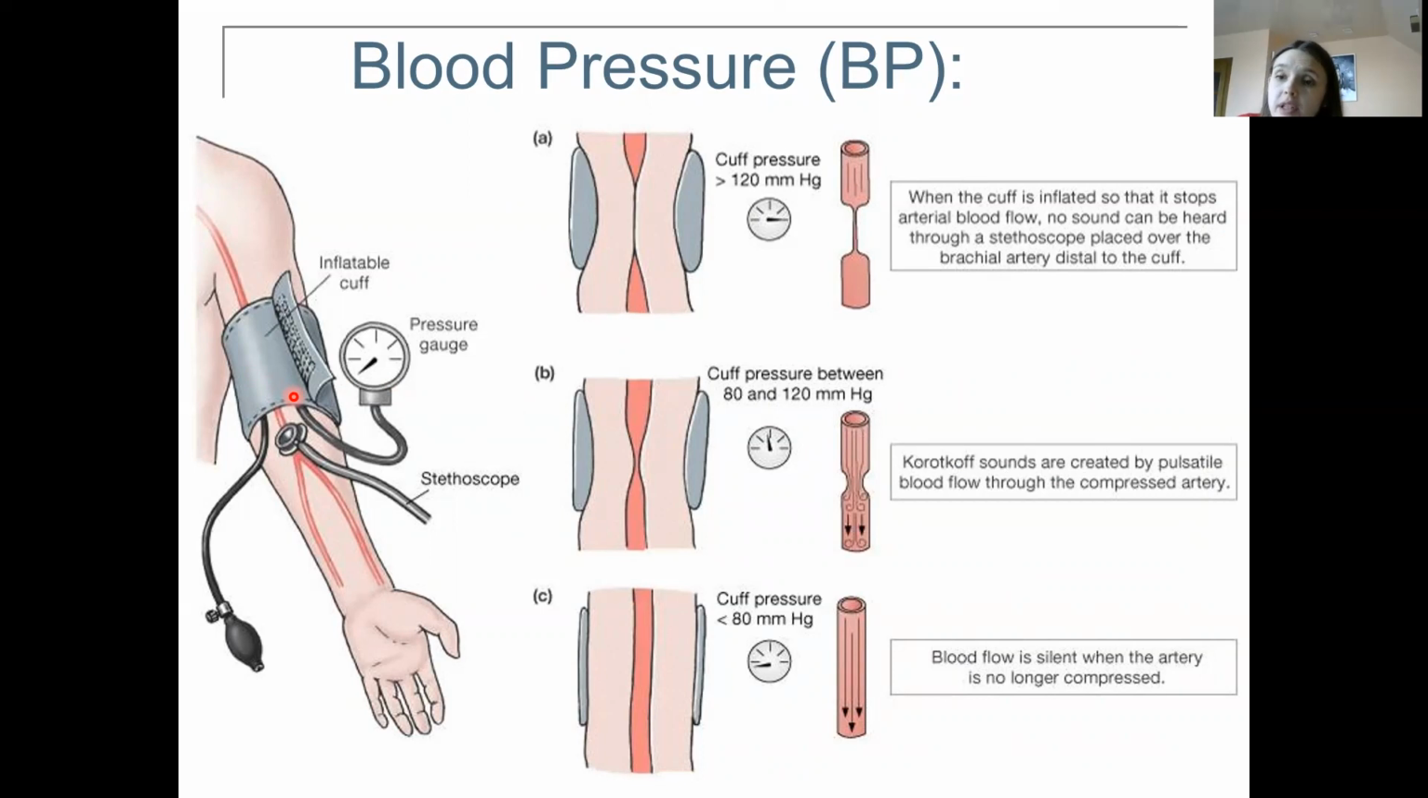arm, first of all, secondly, we need to pump the cuff, and in this case there will be increased pressure and it will restrict the vessels of the artery. And when you pump it, when the cuff pressure is more than 120 millimeters of mercury, you could see that we make an occlusion of the arteries, so you will not hear any kind of sound from the stethoscope.